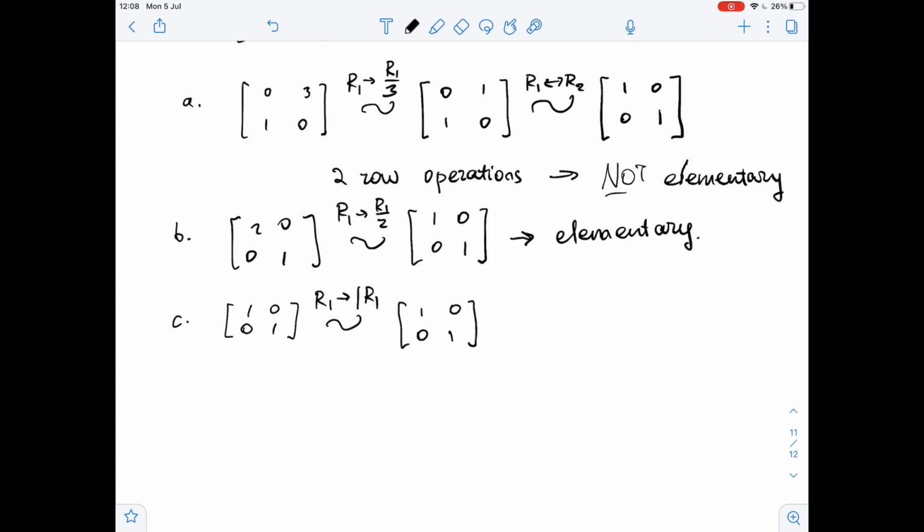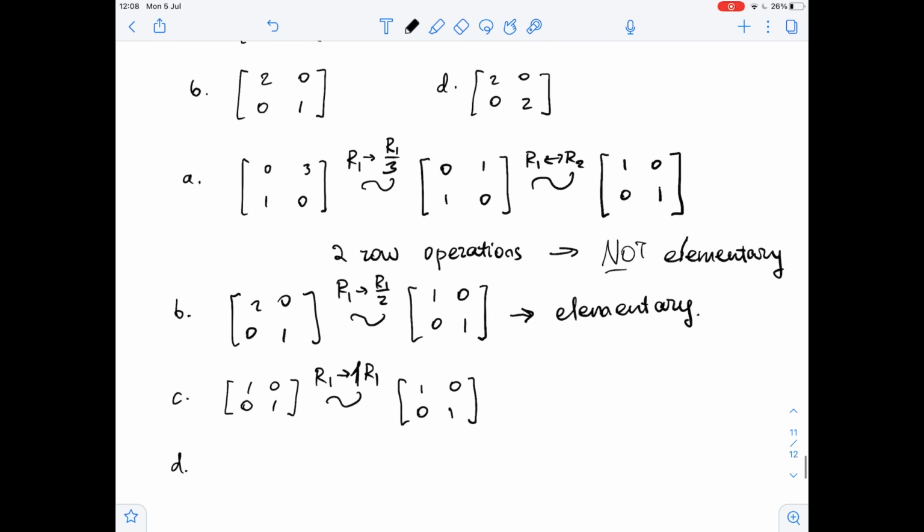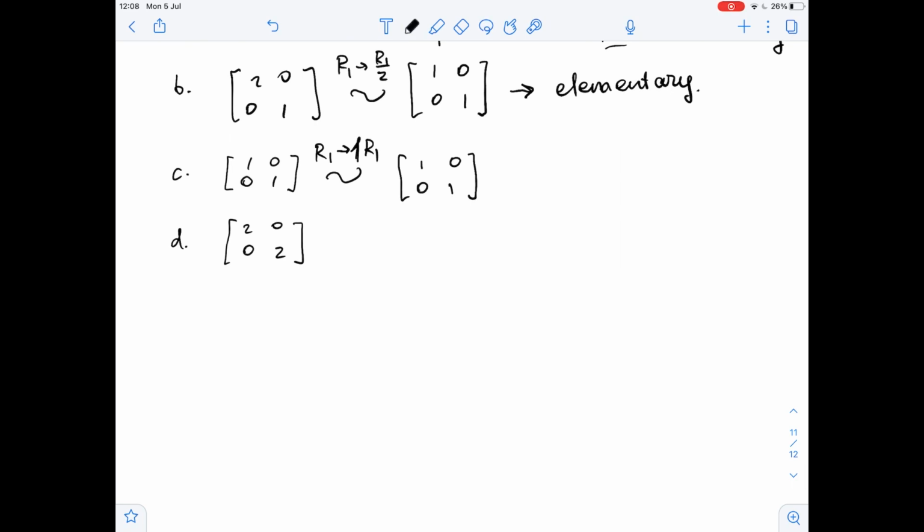However, in some definitions, in some textbooks, identity matrix is not considered to be one of the elementary matrices. So now let's look at part D. Here we have 2, 0, 0, 2. Again, we need to get rid of 2 and 2 in the first and second row.